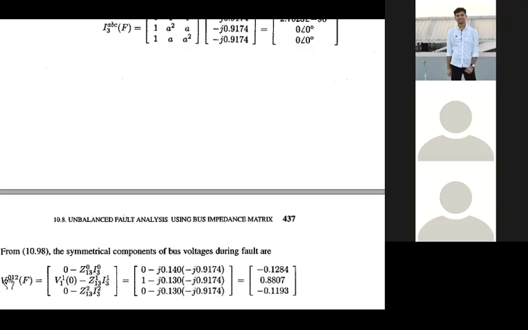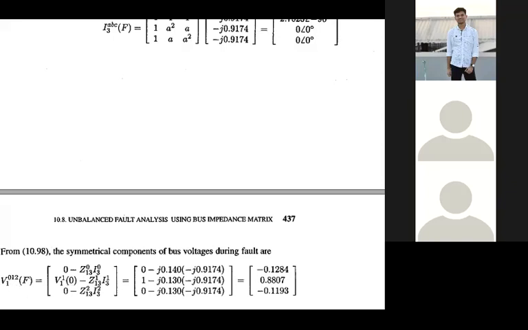V1, this part will be Z13 I3. This I3 is the fault current for 0, 1, 2, and there you have Z130, Z131, Z132. You have to use all the Z bus matrix information, and from that Z bus matrix you have to collect or extract Z130, Z131, and Z132. So when you put that, you will get V1 012.